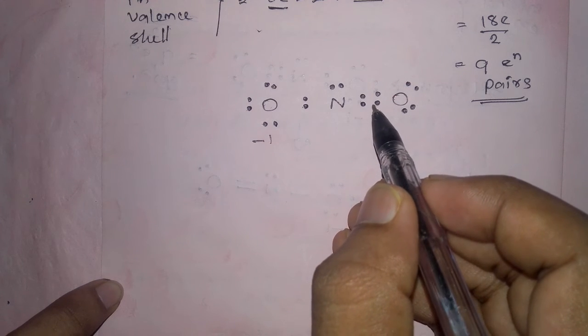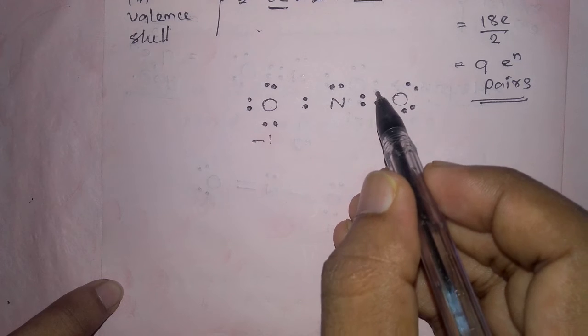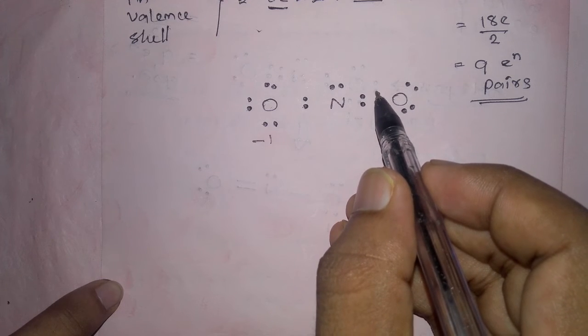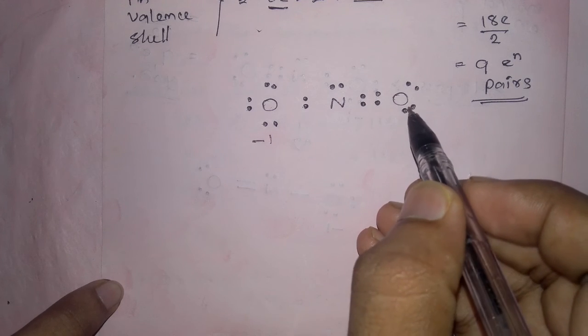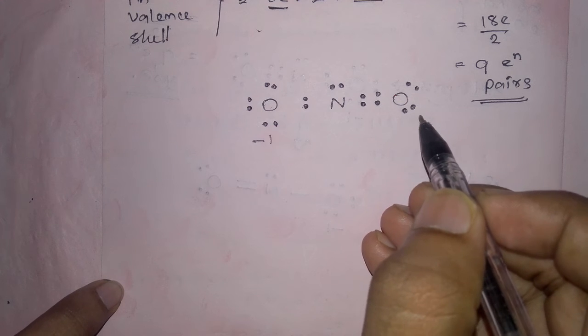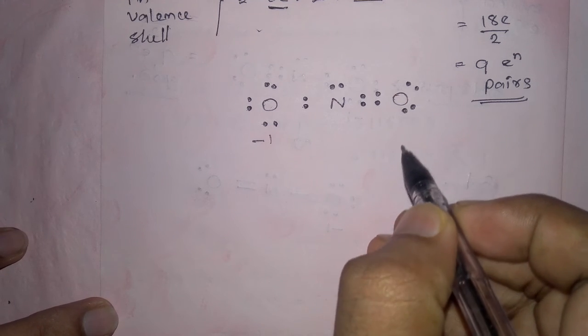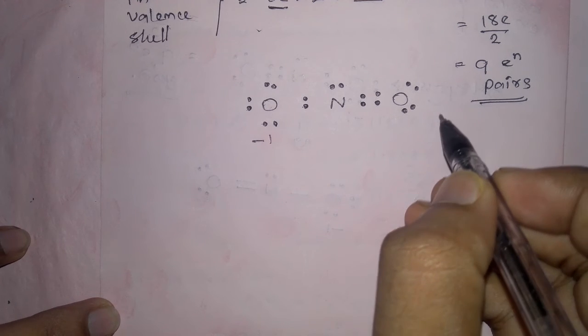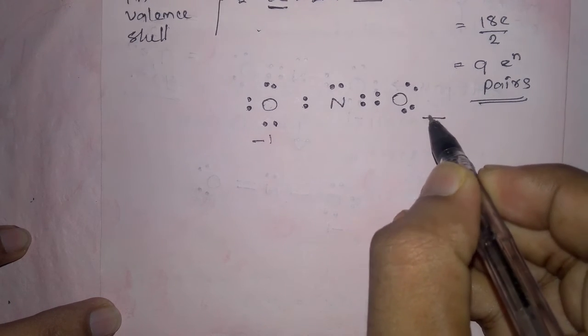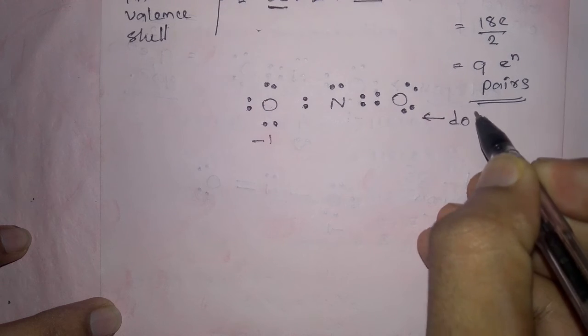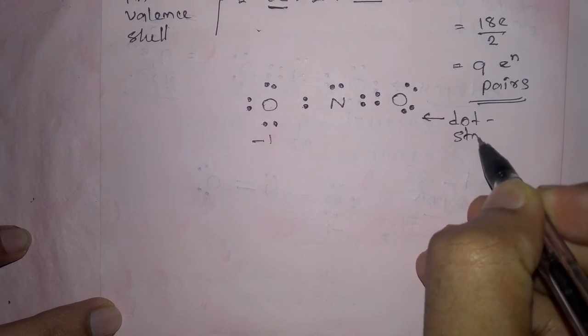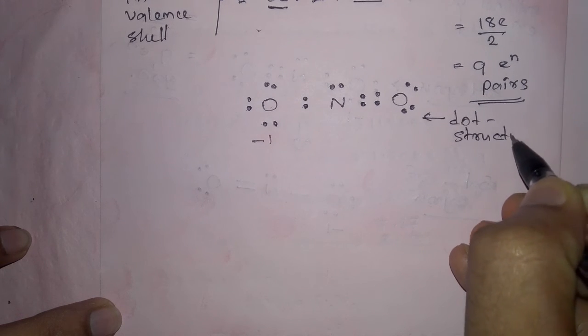Consider that these 2 electrons are only calculated for the formal charge of oxygen, and then there is no formal charge on the oxygen as well. This is the dot structure, Lewis dot structure.